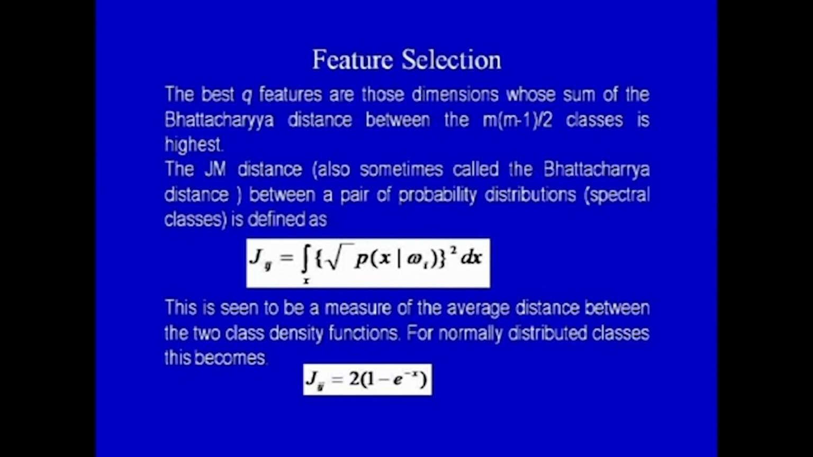So, on the basis of this information, what we can now find out is the distance between the two classes. In JM distance, the value would range between 0 and 2.